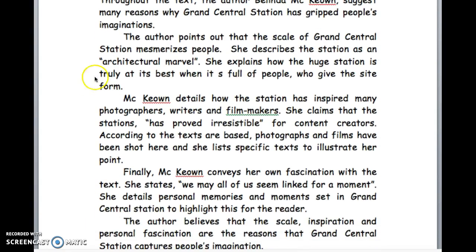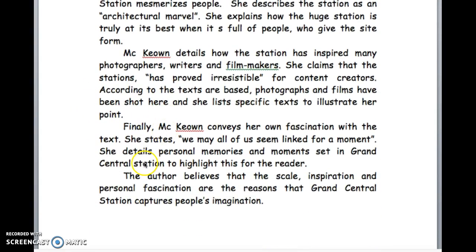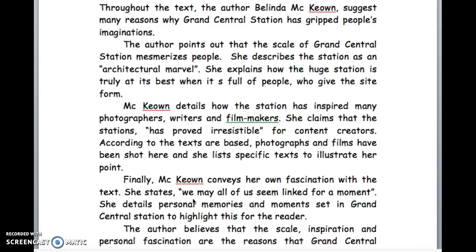Our second paragraph does the same, as does our third, and then finally at the bottom we have a sentence that summarizes what we've said in answering the question. You should note that each point uses slightly different words. For example, mesmerizes, or inspired, or conveys her own fascination. Okay, this is important in showing that you have the language to be able to change up the words, and this is a very good way of getting marks.